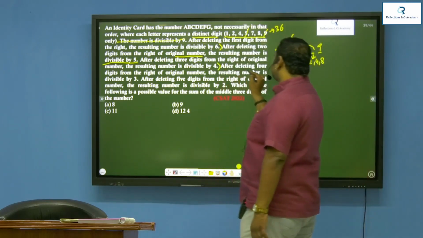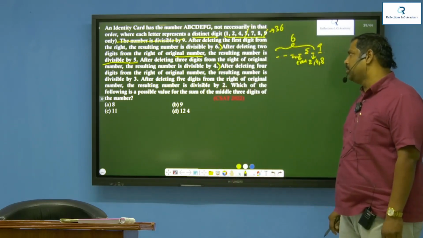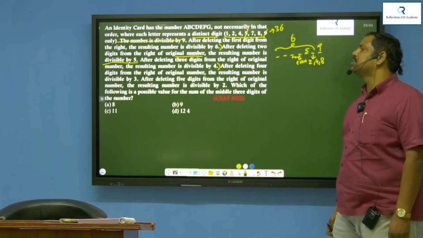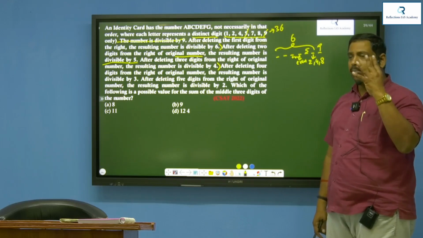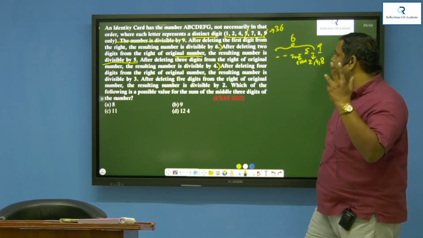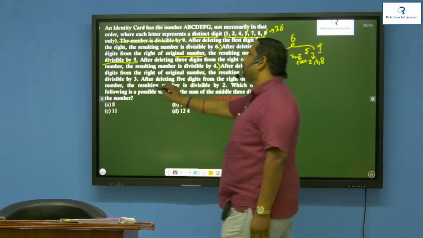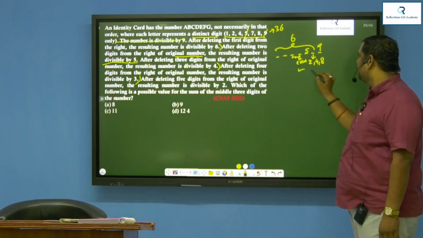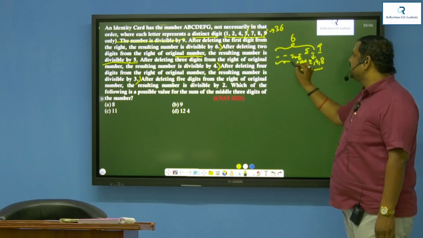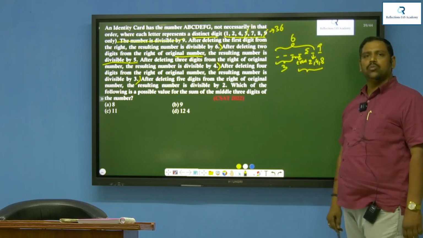Good. After deleting 4 digits from the right of the original number, the resulting number is divisible by 3. How many numbers are you leaving? 4 digits. 1, 2, 3, 4. If I leave these 4, these 3 are divisible by 3.